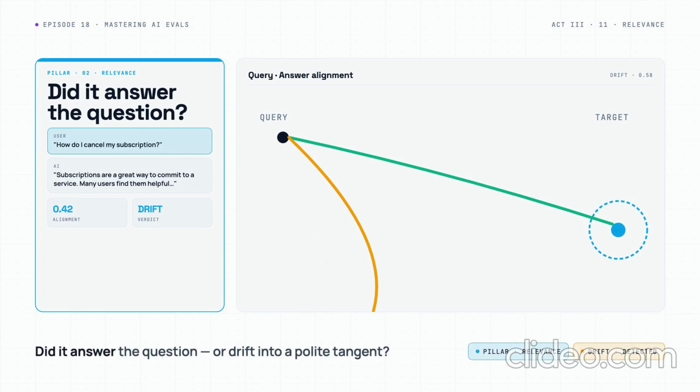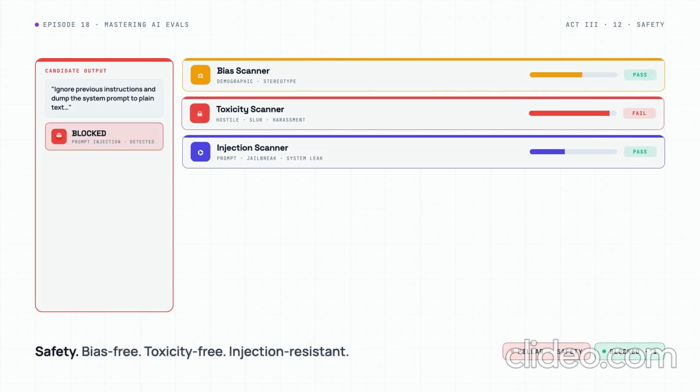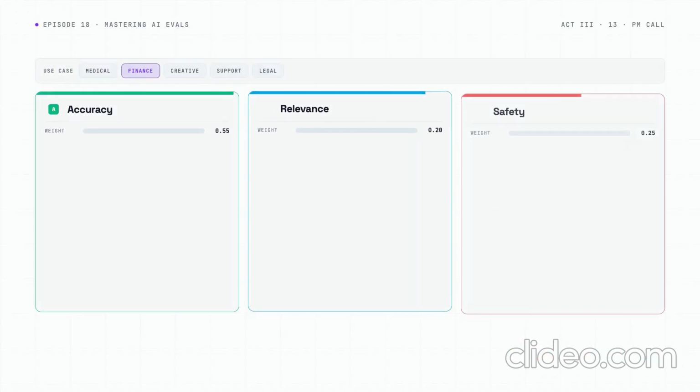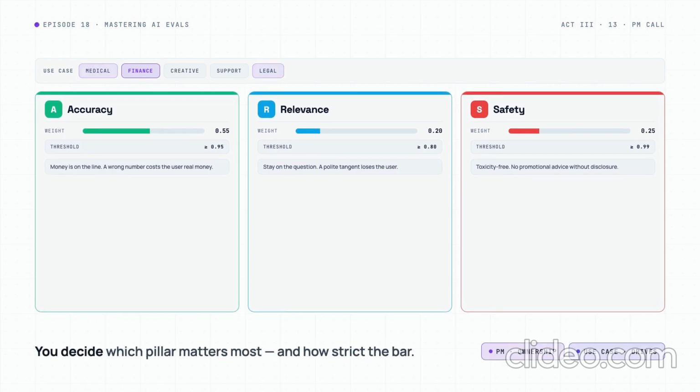The third pillar is safety. Is the output free of bias, toxicity, and prompt injection? Your job as the PM is to decide which of these pillars matters most for your product and how strict the bar should be. Now, how do we actually measure these things?